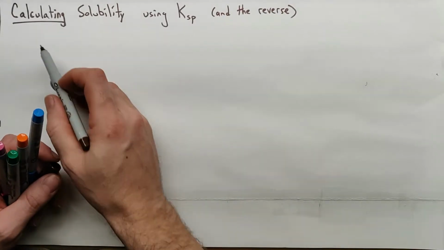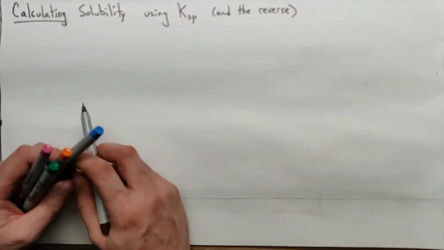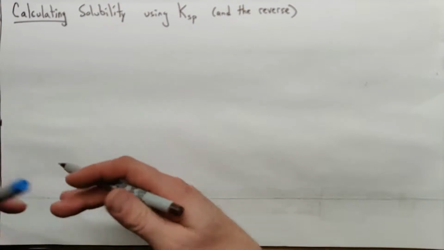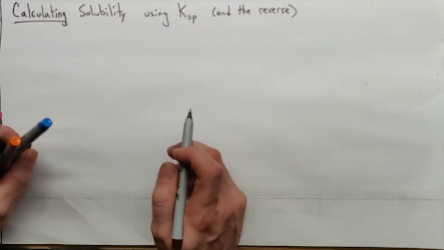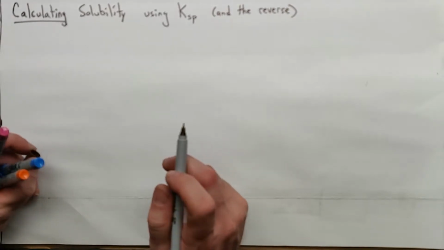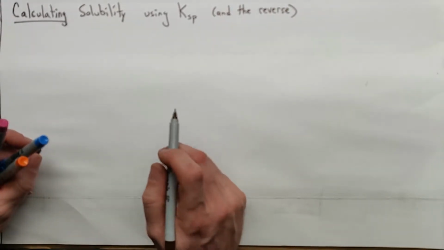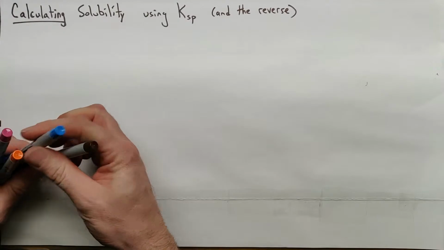We need to spend a little time calculating solubility, or calculating Ksp's given solubility. And the good news is for these early problems, they're some of the most intuitive and least complex equilibrium calculation problems we do. And so I'm just going to jump right into a few examples here.